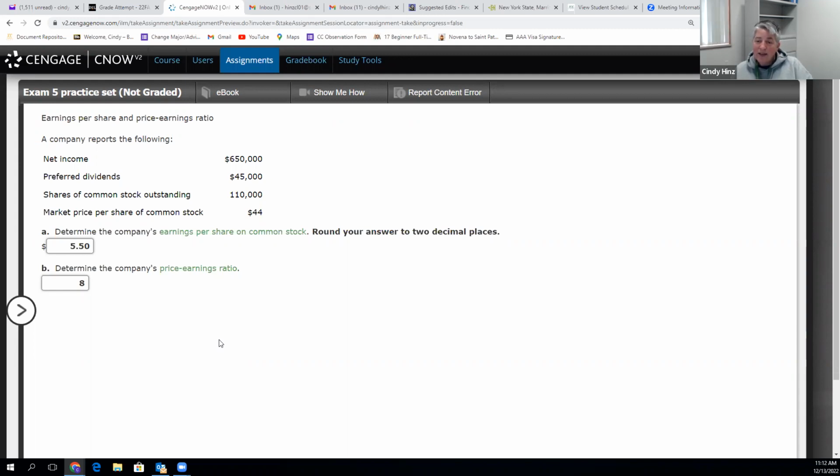So a value stock has a very low PE ratio. This company would be considered a value stock. A growth stock is one that has a pretty high PE ratio, usually greater than 15. And a value stock, again, has pretty high earnings compared to the price of that stock. So we don't expect there to be a whole lot of growth for this company, but it's pretty steadily producing right now.